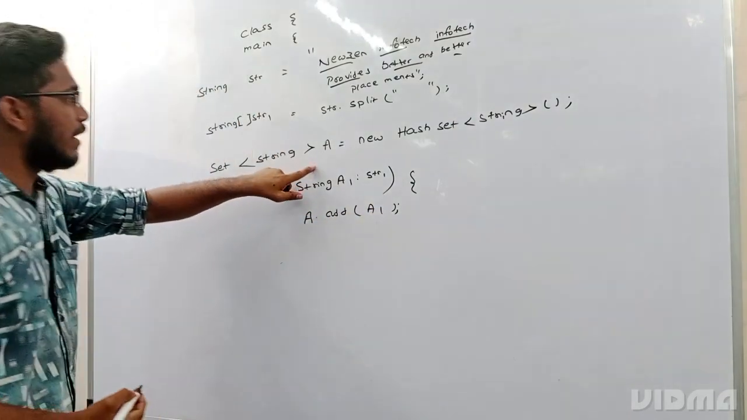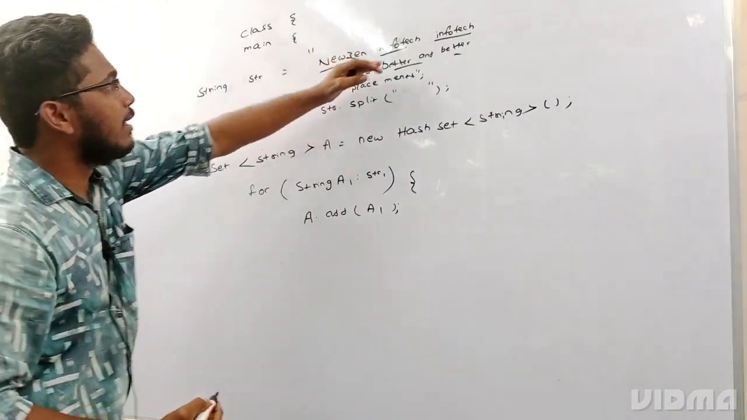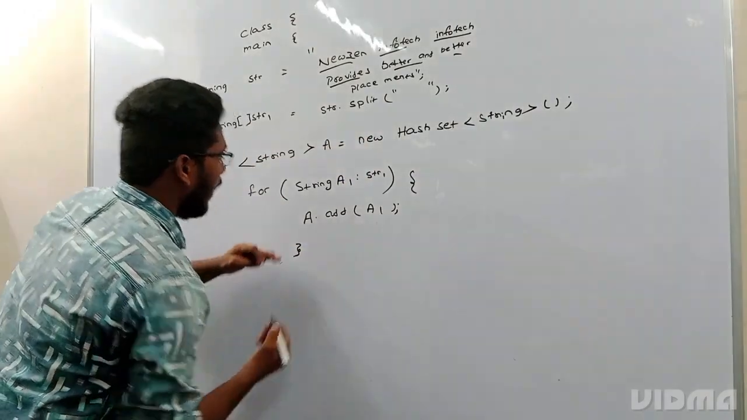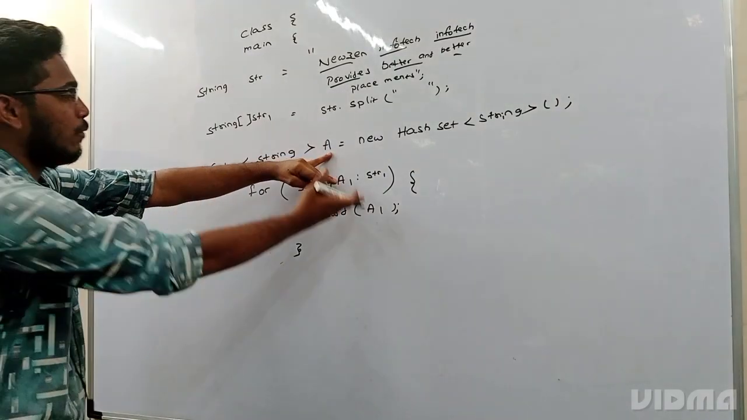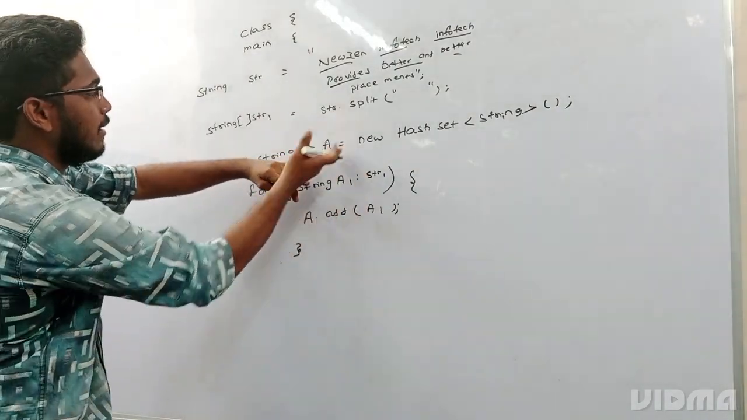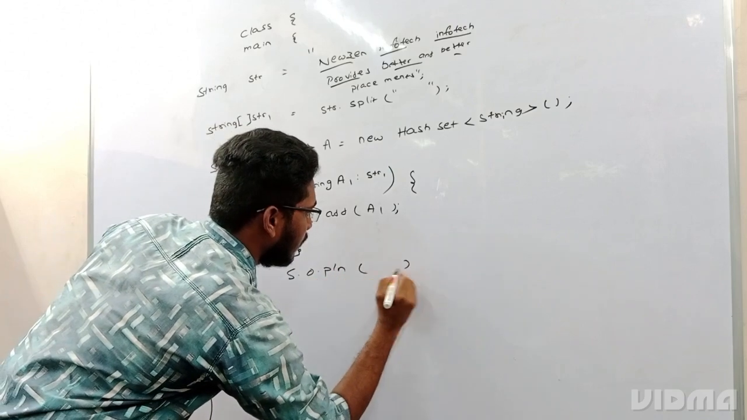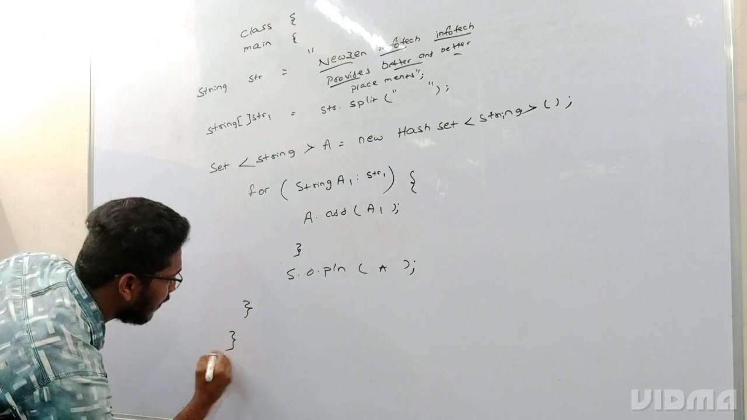Now the set performs its actions taking each and every word, and it does not take the duplicate words. I need to print this a, because this is the set and I have taken the whole words in this way. I will print this: system.out.println of a. Now I'll close the main method and I'll close the class.